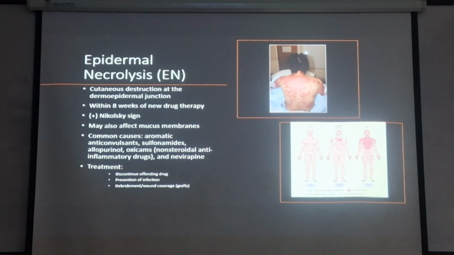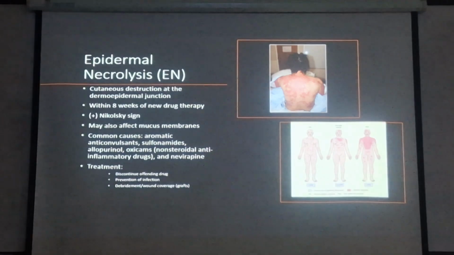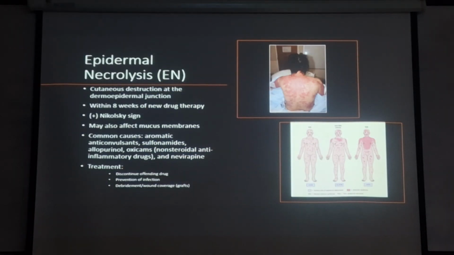Epidermal necrolysis. So less than 10%, it's Stevens-Johnson syndrome. In between, before it reaches 30%, it becomes SJS-TEN overlap. And then, above that, it's called toxic epidermal necrolysis. So it usually happens 8 weeks after the initiation of a certain drug. So the most common would be anticonvulsants, sulfonamides, allopurinol, oxicam, and ivermectin.